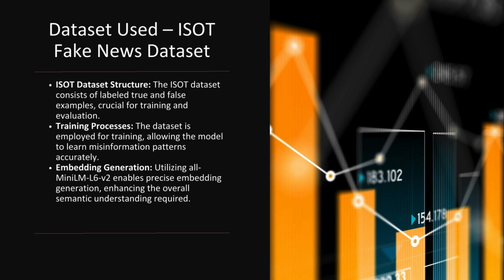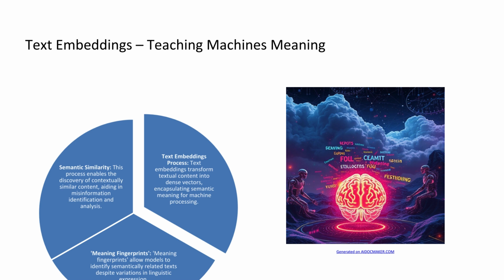Okay, let's start with text embeddings. Teaching computers meaning sounds a bit abstract. How does that actually work for spotting bad information? Well, think of it like this. Embeddings turn text, words, sentences, whole articles, into numbers, vectors. The clever part is texts with similar meanings get vectors that are mathematically close. Libraries like sentence transformers have pre-trained models that are really good at creating these, let's call them meaning fingerprints.